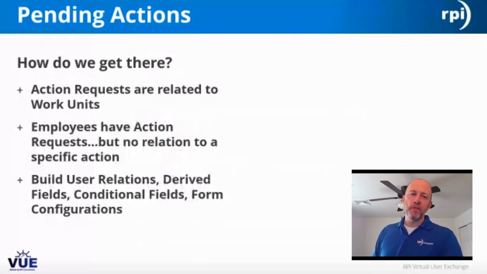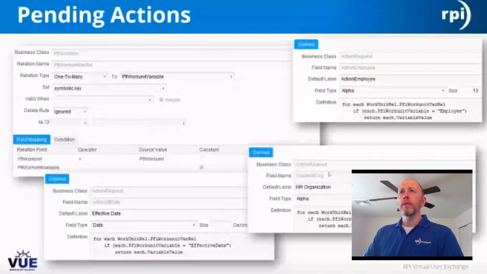Let me know if I go too fast, because it does start to get a little confusing, especially if you're not familiar with the object models here. A lot of code here, a lot of things going on. Let me kind of walk through them one by one. So the upper left-hand corner, this is actually building a relationship.